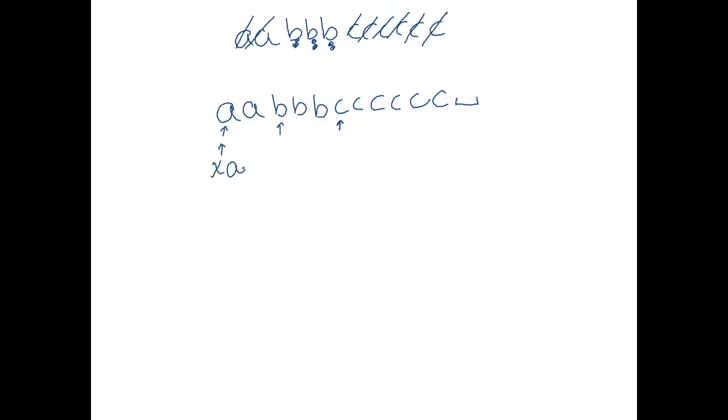Okay, so I see a B. I'm going to replace it with a Y. And then I'm going to scan forward. I'm going to skip over my B's until I see a C. Okay, I'm going to replace that with a Z. And I'm going to go backward. I'm going to skip over, so let me fill in the rest of the string. Okay, so that's what my string would look like at this point.